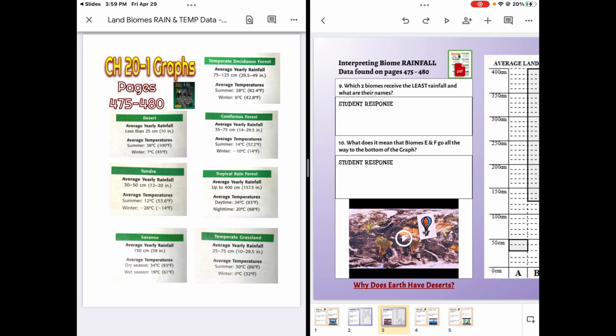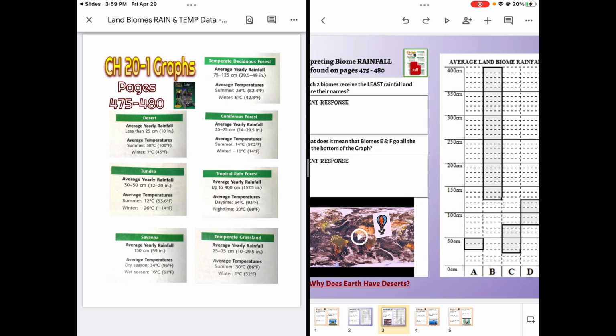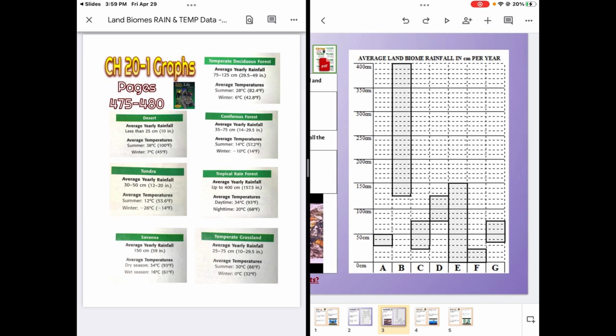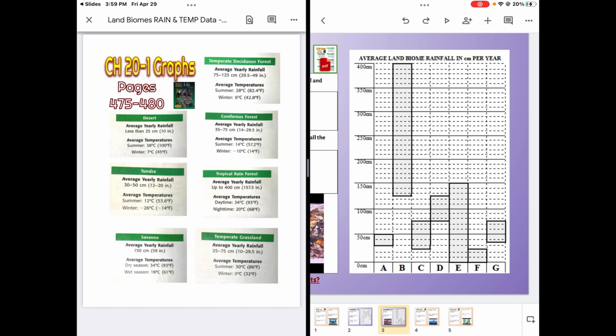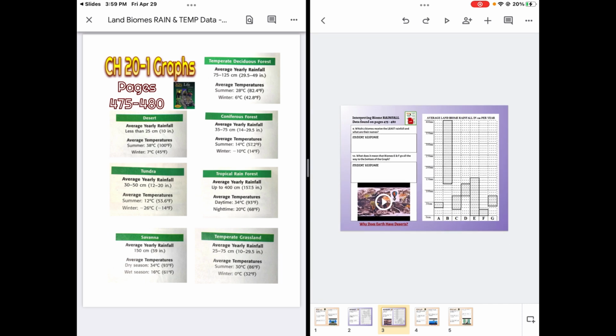And then what does it mean that biome E and F go all the way to the bottom of the graph? Why are E and F going all the way down to the bottom of the graph? And so we could figure out what those biomes were, but also what it means in numbers that they go down to the bottom. So on Tuesday, we have 2 slides, but the same number of questions, 5 questions, because it was hard to do the graphs and have them on one slide.